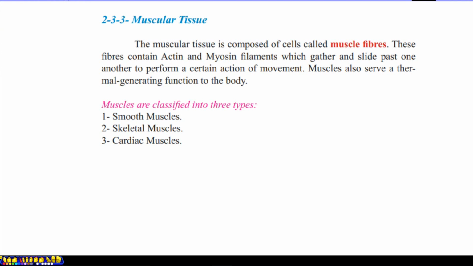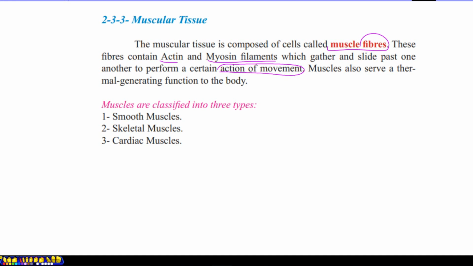One of the main types of animal tissue is muscular tissue. It is composed of cells known as muscle fibers because they are elongated cells. We call them muscle fibers. These fibers contain actin and myosin microfilaments, which we studied in chapter 1 in the cytoskeleton. They help with the expansion of cells, gather and slide past one another to perform a certain action of movement.